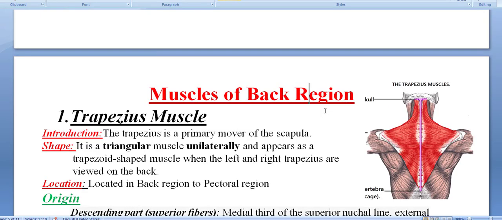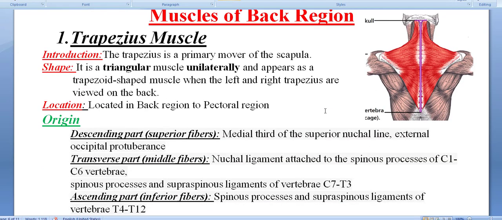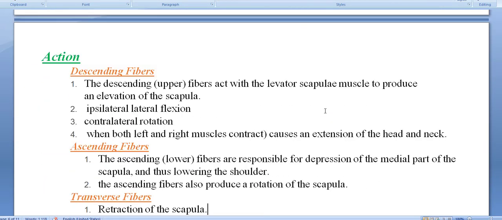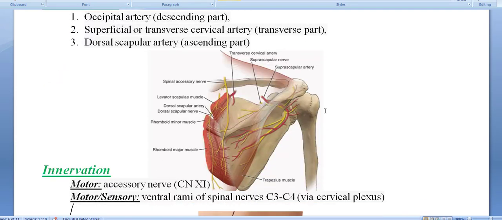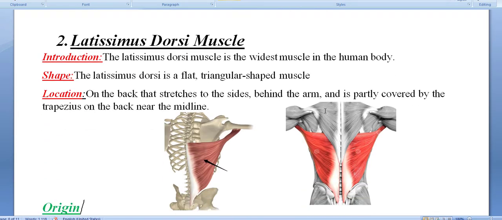We are discussing the muscles of the back region. Our previous lecture was about the first muscle, the trapezius muscle, its actions, its blood supply and its innervation. Now the second muscle in the back region is the latissimus dorsi muscle.